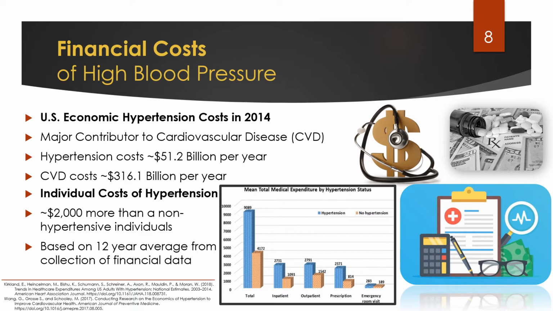According to another systematic review study, individuals with hypertension are estimated to pay nearly $2,000 more on annual healthcare expenditures compared to their non-hypertensive peers. This trend has been relatively stable for over 12 years according to this year's study of collected data.